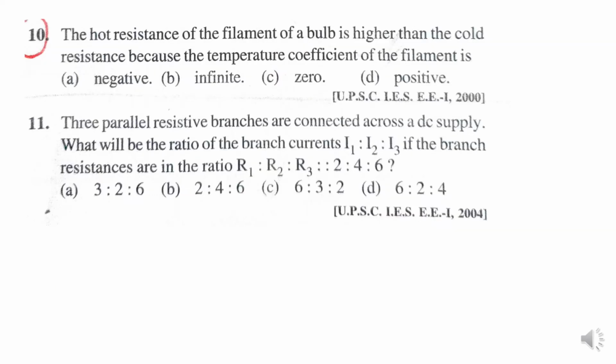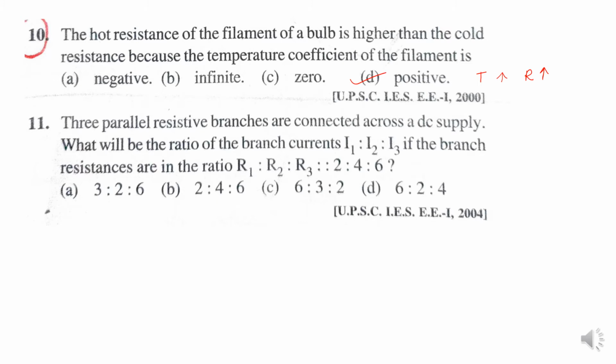Next, the hot resistance of the filament of a bulb is higher than the cold resistance because the temperature coefficient of the filament is positive. The answer: whenever the temperature increases, the resistance also increases. Both increase, so the hot resistance of the filament of a bulb is higher than the cold resistance. That is the reason. Temperature increases, resistance increases. That is positive temperature coefficient.